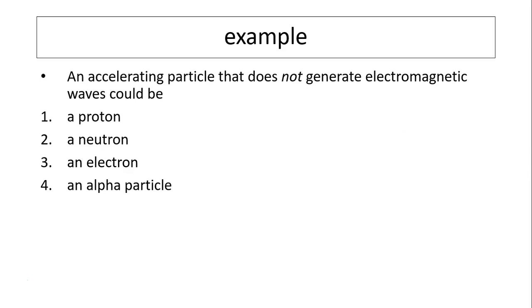Let's take a look at this example. An accelerating particle that does not generate an electromagnetic wave, electromagnetic field, that means, is what kind of particle? We know all charged particles, moving charged particles, produce the electromagnetic field. So which particle is not charged? The particle that's not charged is a neutron. So when a neutron moves, it doesn't matter if it's accelerating or not, it does not produce an electromagnetic field.